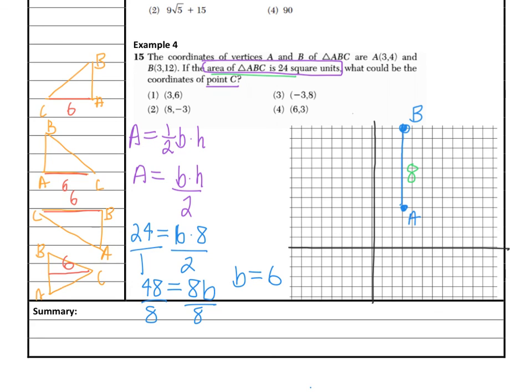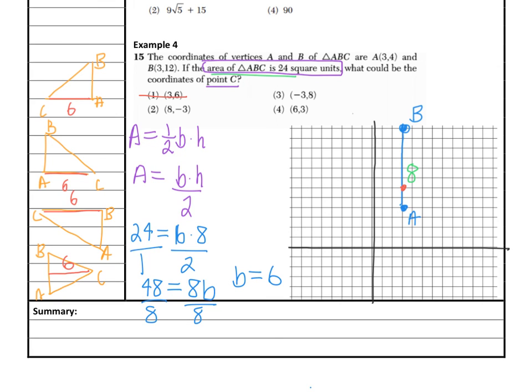So for instance, choice 1 says the point (3, 6). So if I was to plot 3, 6, 1, 2, 3, 1, 2, 3, 4, 5, 6, that would be here. That definitely could not be a point because you can't have 3 points of a triangle on a line. So not choice 1. All right, what about choice 2?